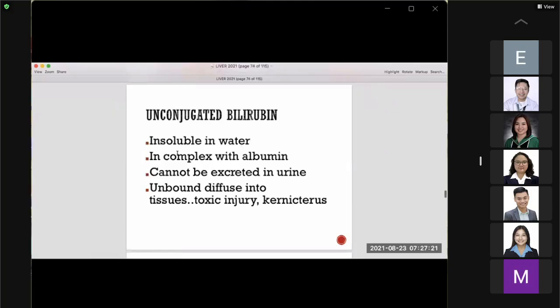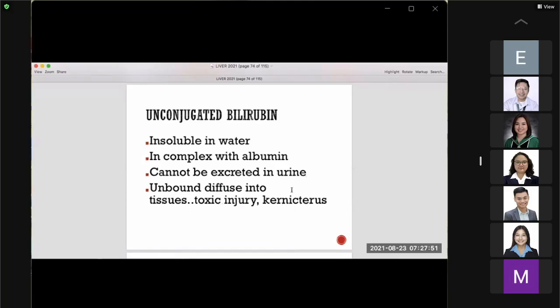So it forms a complex with albumin. They need the albumin. They cannot be excreted in urine, and unbound unconjugated bilirubin can diffuse into the tissues. So that's going to be a problem if there is a high level of this one, and not all of them can be bound to albumin. They can get into tissues, particularly the brain.